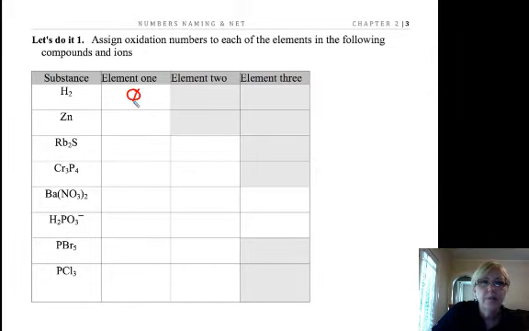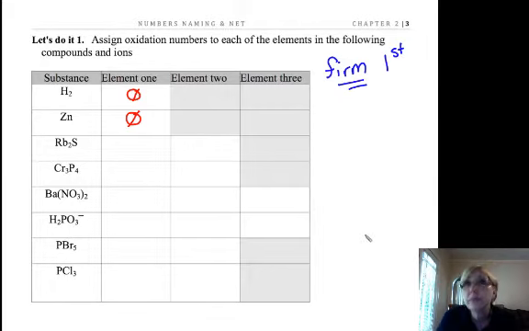Hydrogen is all by itself, not bonded to anything, so it has a 0 for its oxidation number. Zinc is all by itself, not bonded to anything, so it has a 0 as its oxidation number. Now remember, earlier I said we want to assign firm rules first. So if you do your firm rules first, you'll be in much better shape when you get to the final results. Now, rubidium's group 1, so it's always +1.